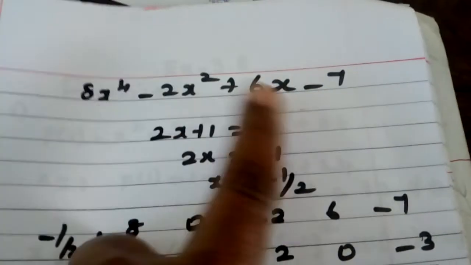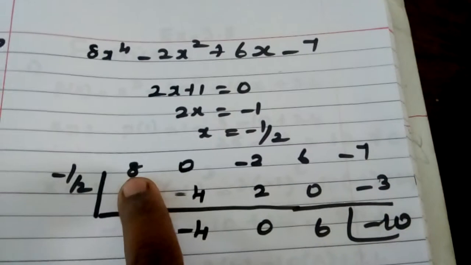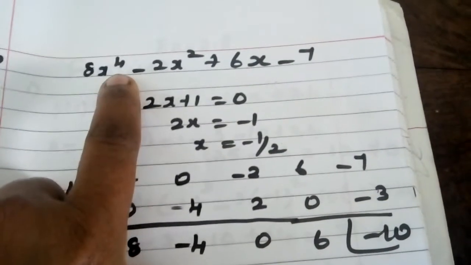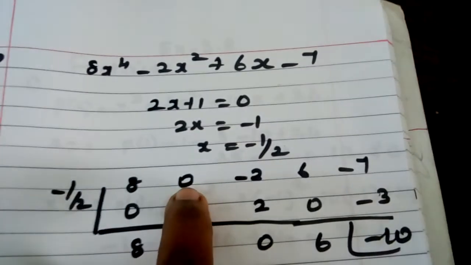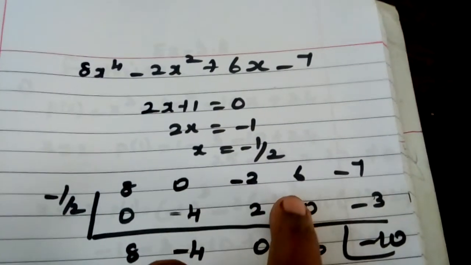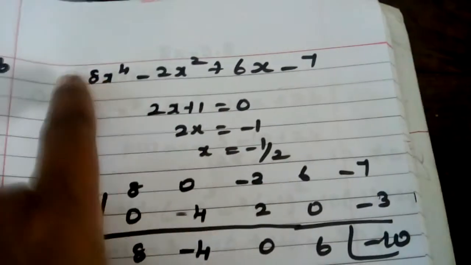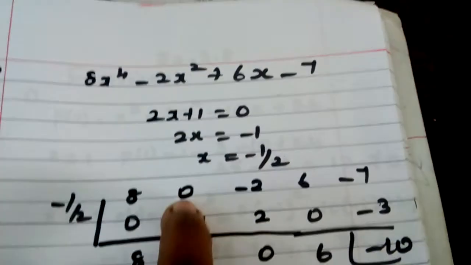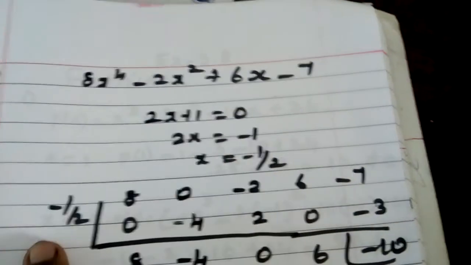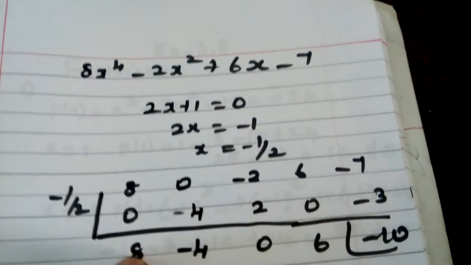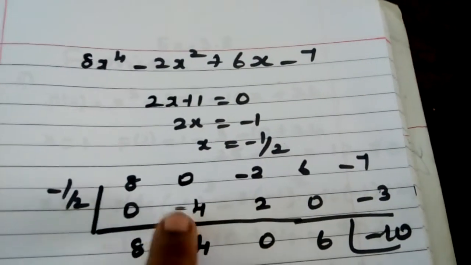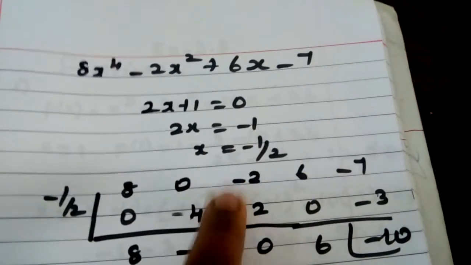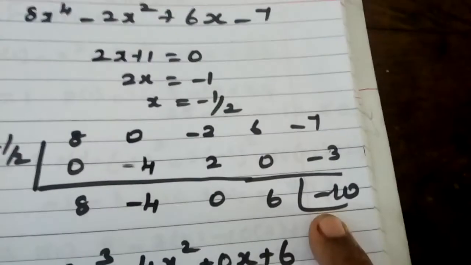So write these values as they are. 8, 0, because this is x power 4 and we don't have x cube, so in the place of cube you should write 0. Then minus 2, 6, minus 7. Is it clear? Standard form. x power 4 is there, x cube is not there, so I am writing 0. Then minus half you write here. So put 0, add it. 8 into minus half is minus 4. Then adding, minus 4. This into this again, 2, again 0.